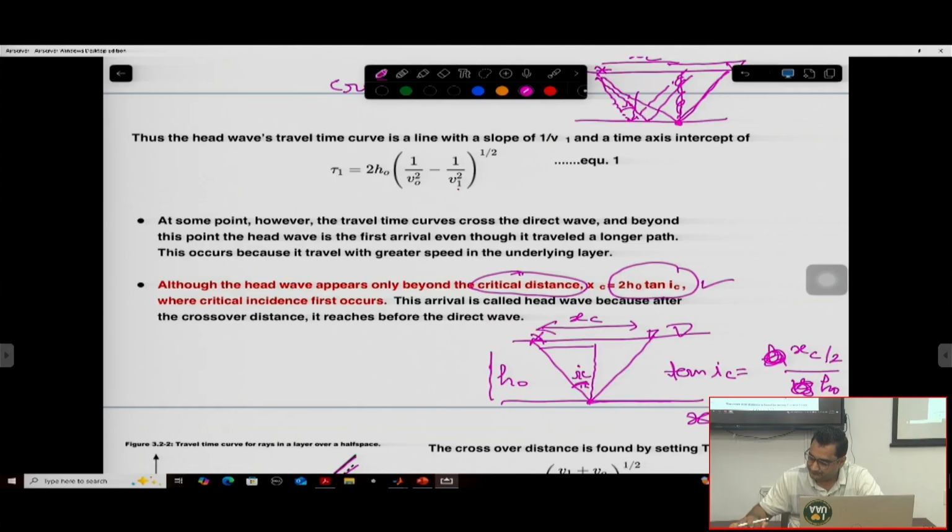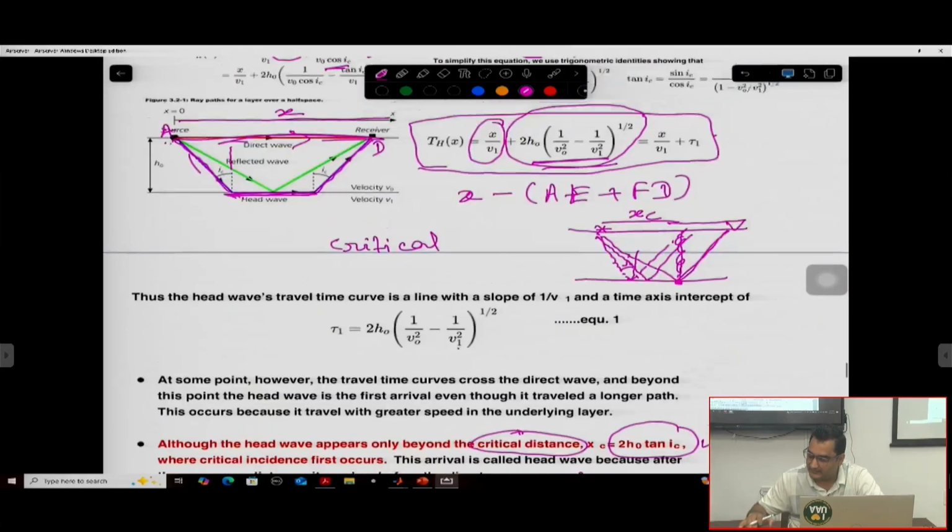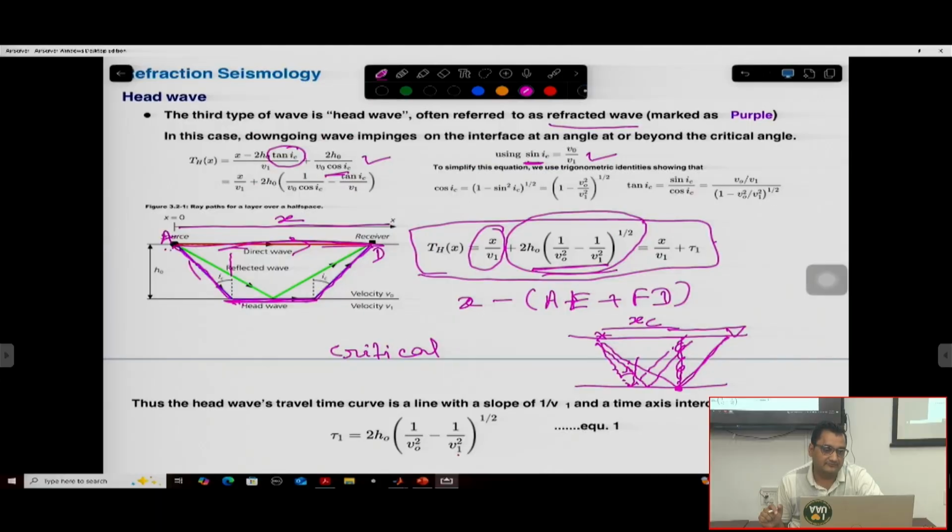Now the question comes, why is this basically known as head wave? Why is head wave called head wave? Any idea? Because after the crossover distance, it starts to come earlier. That is why it is known as head wave. So this arrival is called head wave because after the crossover distance, it reaches before the direct wave.